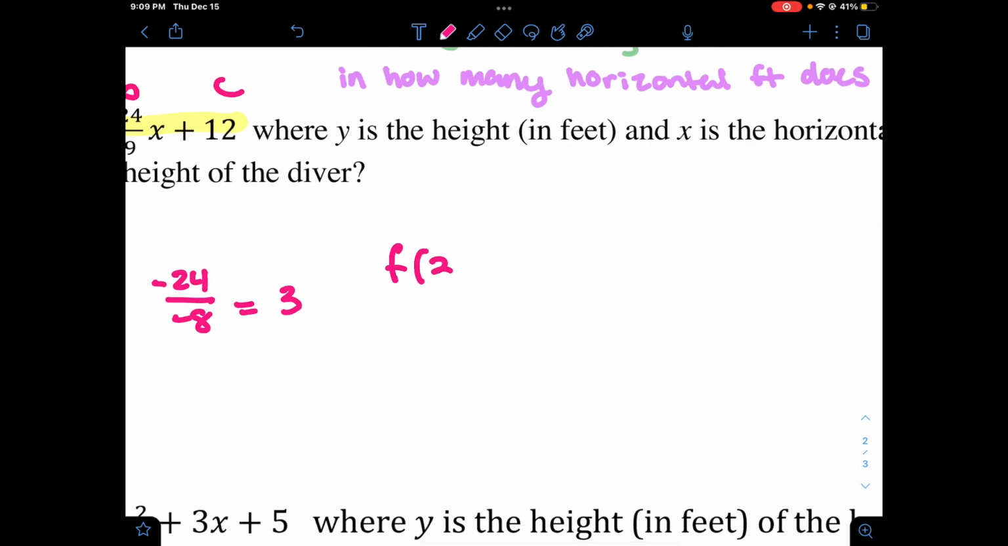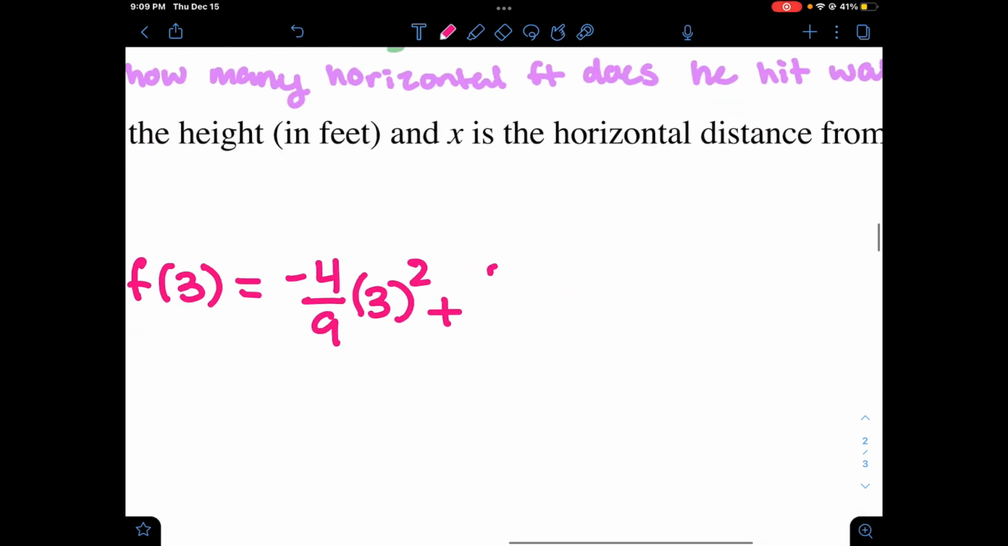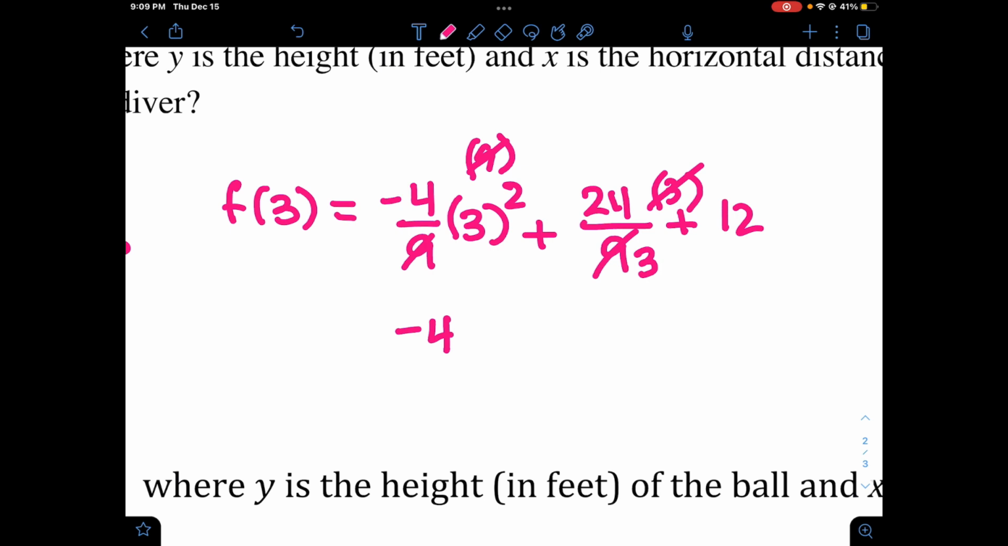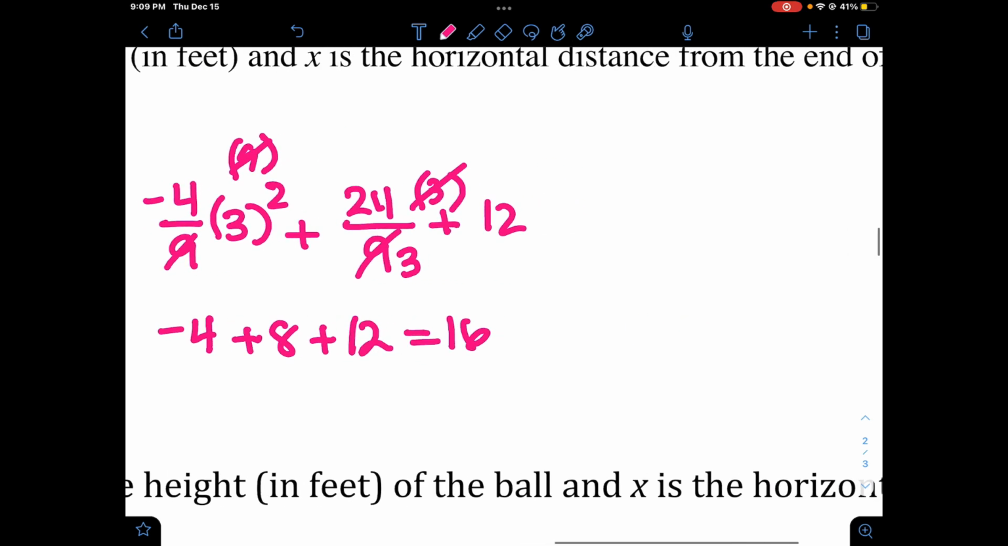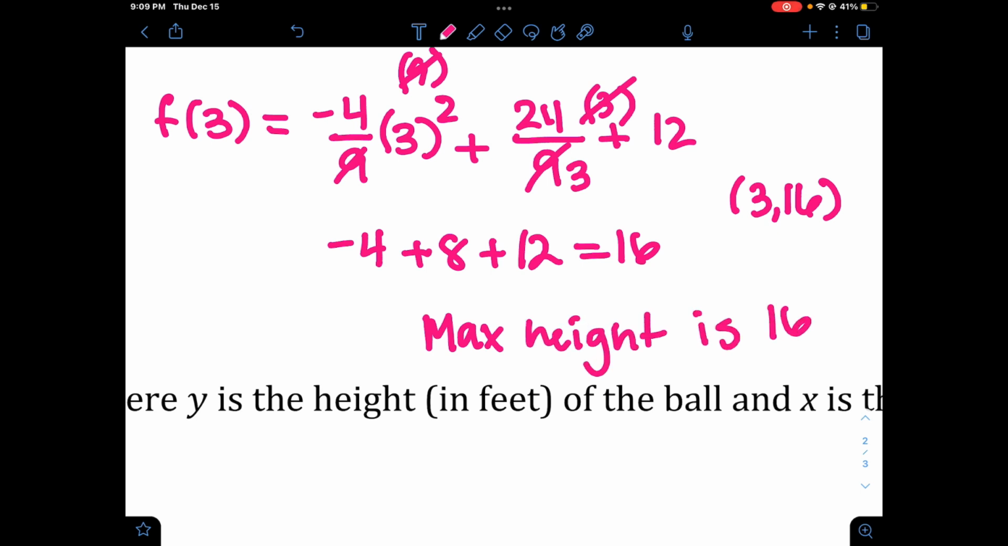So it's going to be f of 3 equals negative 4 over 9 times 3 squared, and then plus 24 over 9 times 3, plus 12. Since these multiply to 9, those would cancel each other out. Times 3, that'd be 3. So it would be negative 4 plus 8 plus 12, which will equal 16. And then our final point would be (3, 16), which means our max height of the diver is 16.